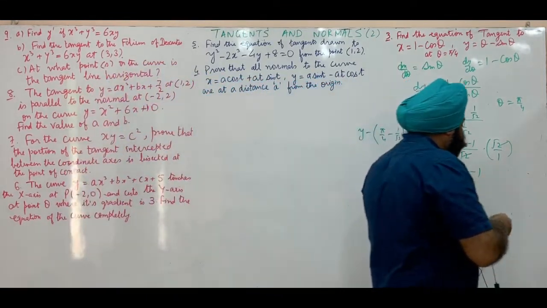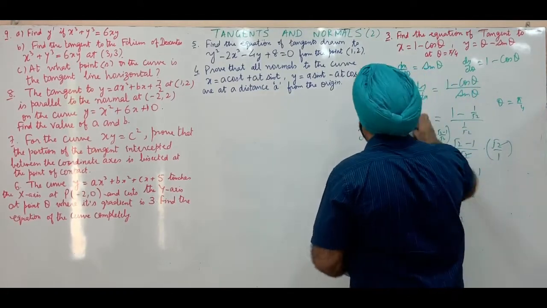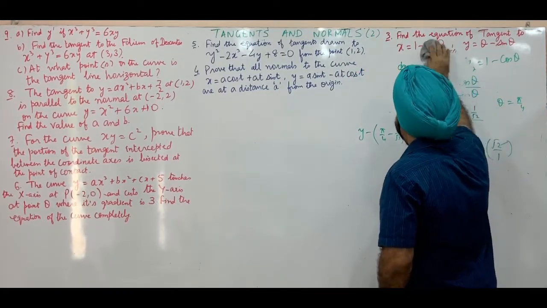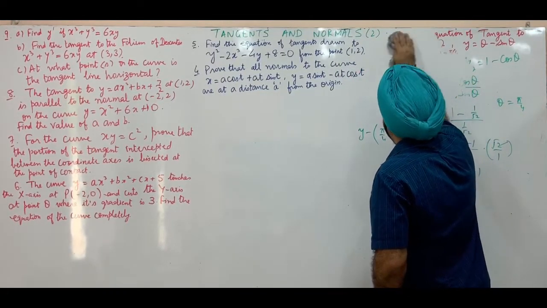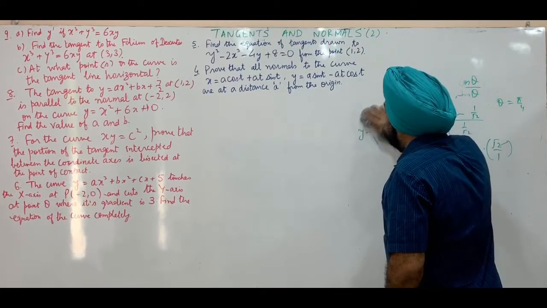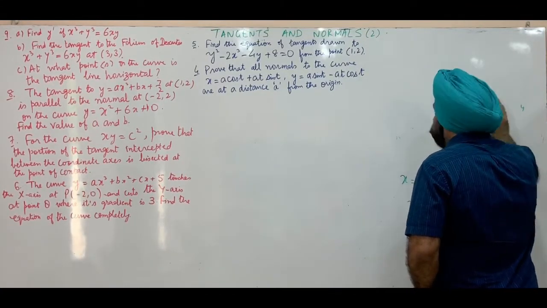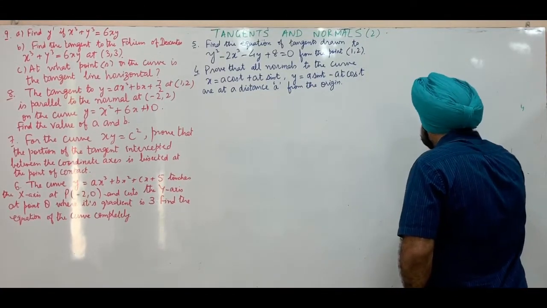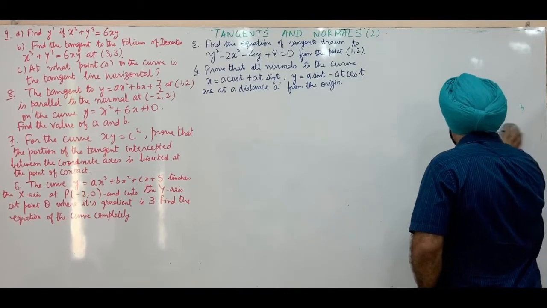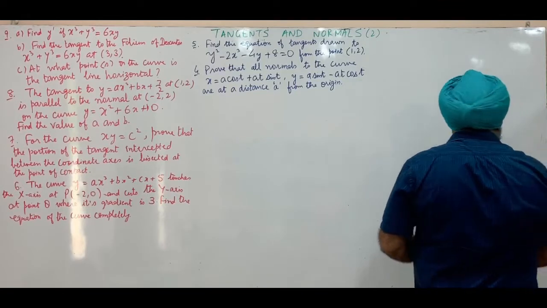The next one, we have to prove that all normals to the curve given in parametric form, x equal to a cos t plus a t sin t and y is equal to a sin t minus a t cos t, are at a constant distance of a from the origin.